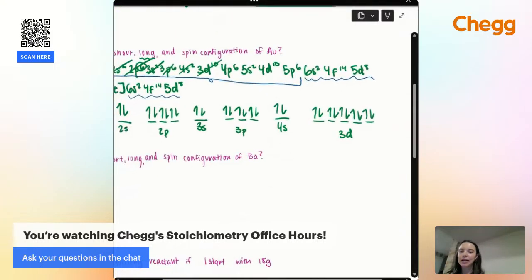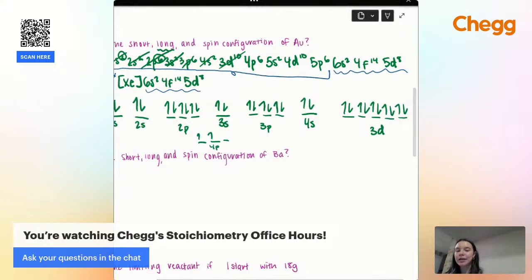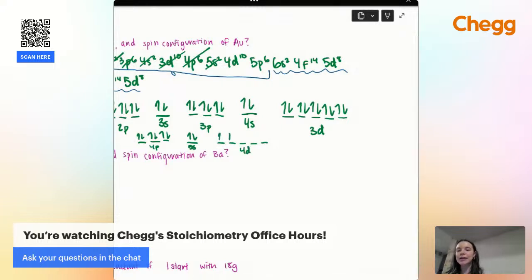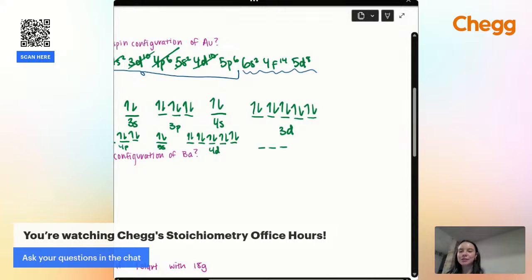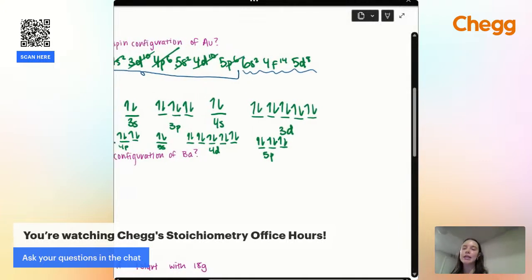So I'm going to actually start writing it below, that way we don't run out of room, but we have 4p here. Up arrow, up arrow, up arrow, down arrow, down arrow, down arrow. 5s, up arrow, down arrow. 4d10, 1, 2, 3, 4, 5. Then lots of up arrows, lots of down arrows. We're almost there. Bear with me, guys. This is such great practice, though. 5p, 1, 2, 3, and then 6 arrows. Not fun in the moment, but I promise if you can do this, you're never going to miss a spin configuration question on a test.